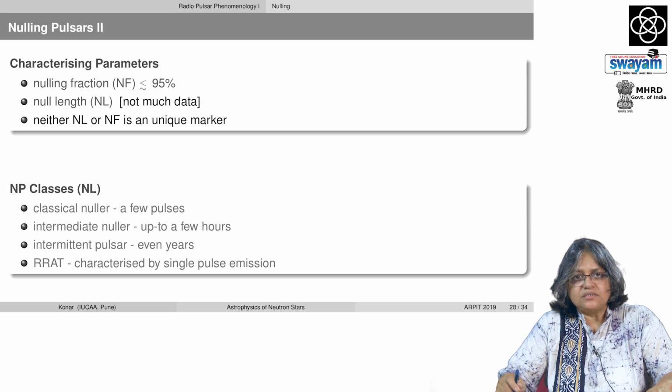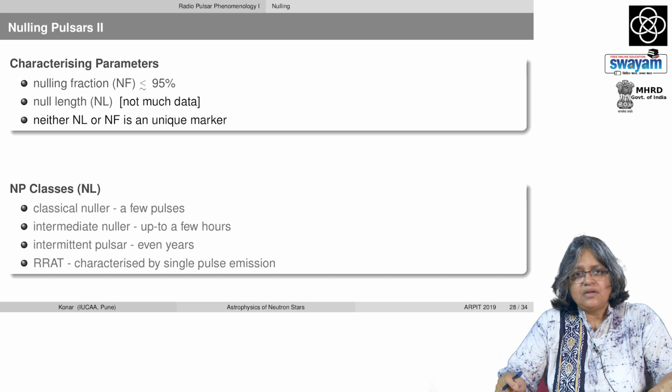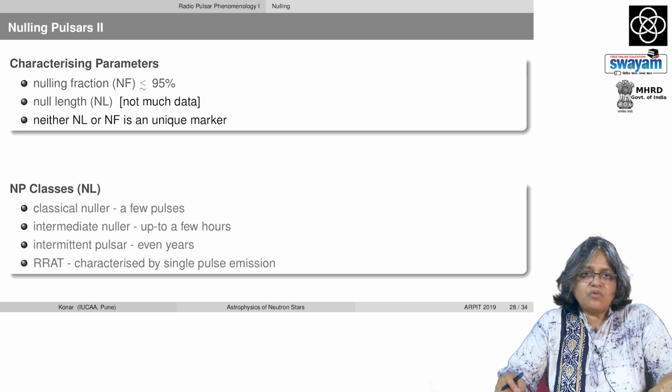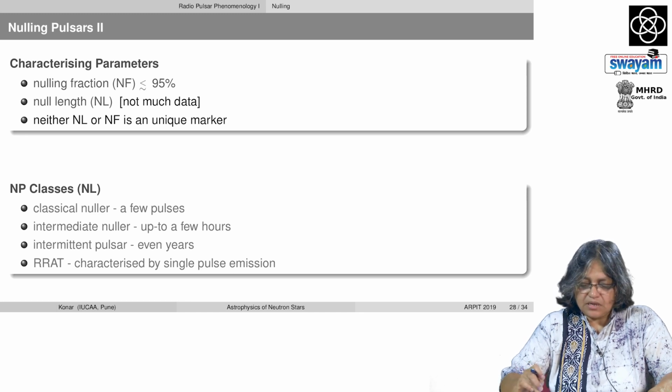So, there are classical nullers, where only a few pulses are absent and most of the time the pulsar is seen in emission. Then there are intermediate nullers, where the null length can be as long as a few hours. Then there are intermittent pulsars, which are nulling most of the time, even for as long as several years, and then they come up in emission. And we have already talked about RRATs, which are characterized by sporadic single pulse emission.